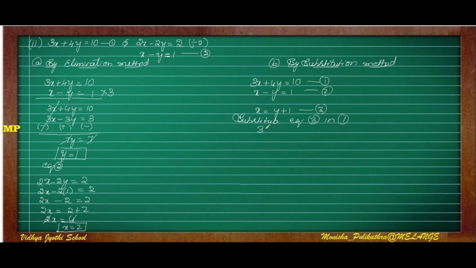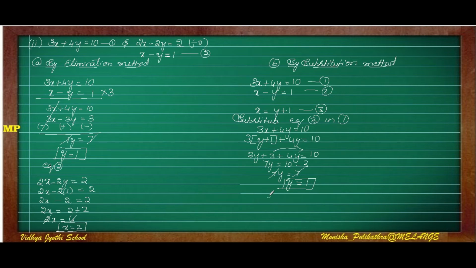So the first equation is 3x plus 4y is equal to 10. In the place of x, I need to include y plus 1, so 3 times (y plus 1) plus 4y is equal to 10. Next multiply: 3y plus 3 plus 4y is equal to 10. So 3y plus 4y is 7y. I will be shifting this 3 to the right side. So 10 minus 3, so 7y is equal to 7. y is equal to 1. The value of y is 1.